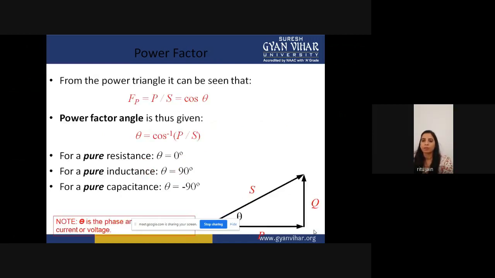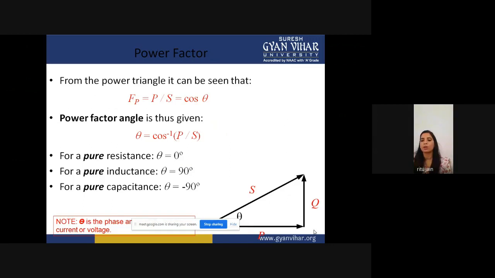Now, from the power triangle, it can be seen that Fp is equal to P by S, or cos theta. So the power factor angle is given by theta is equal to cos inverse P by S. For a pure resistance, theta is equal to 0 degree. For a pure inductance, theta is equal to 90 degree. For a pure capacitance, theta is equal to minus 90.